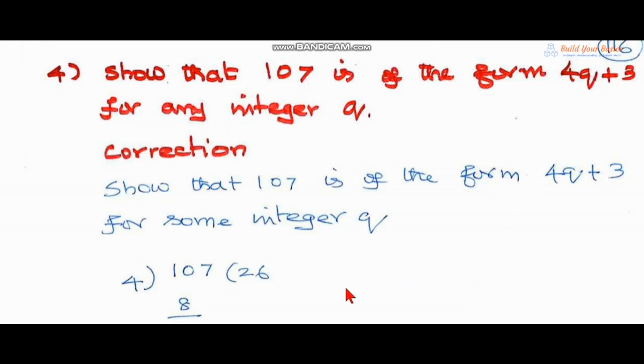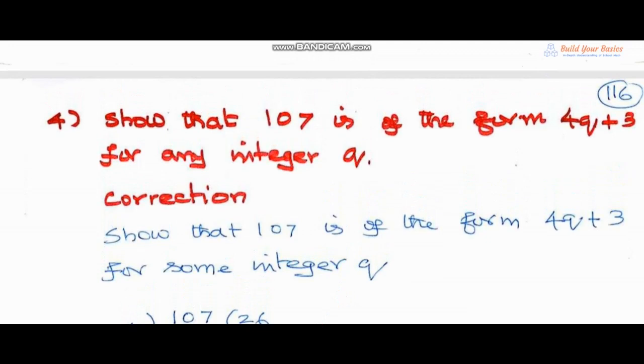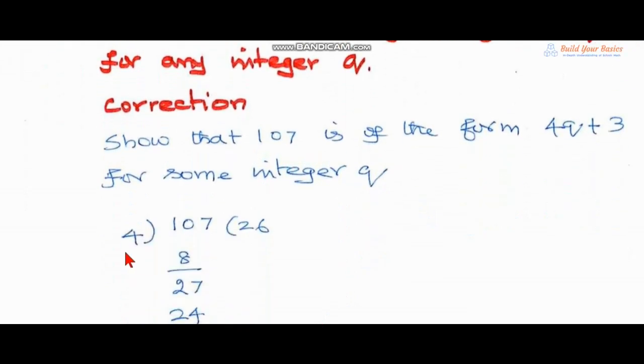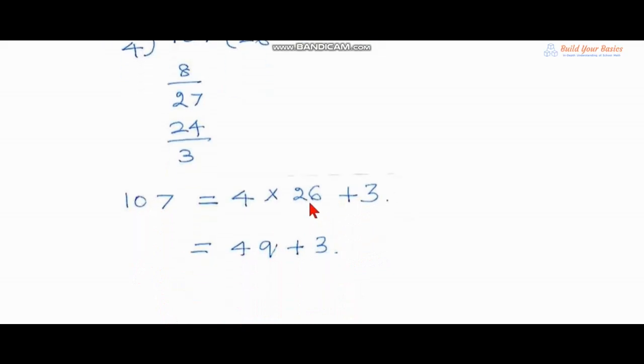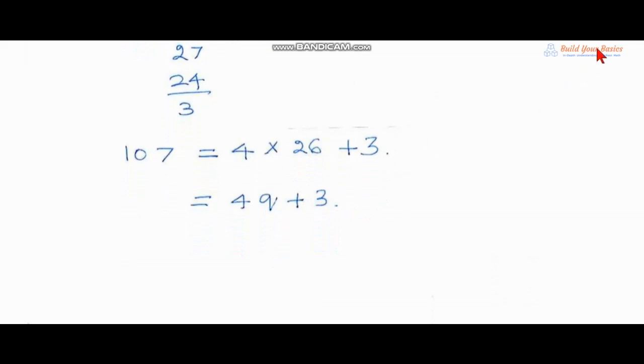Now let us start. Divide 107 by 4, we get quotient 26 and remainder 3. So 107 can be written as 4 into 26 plus 3. So 107 can be written as 4q plus 3 for the integer 26. The quotient is 26. The problem is over.